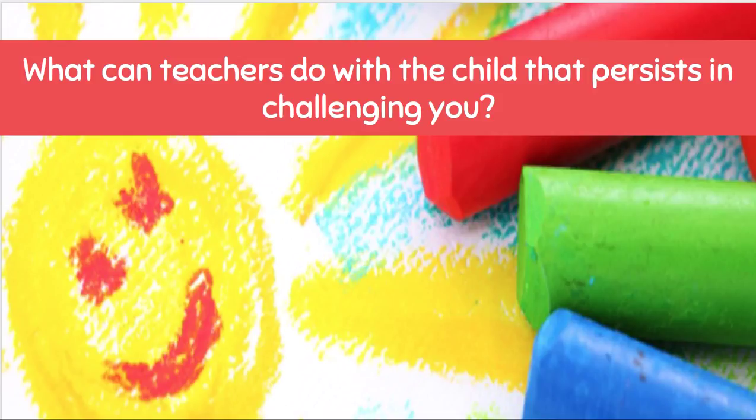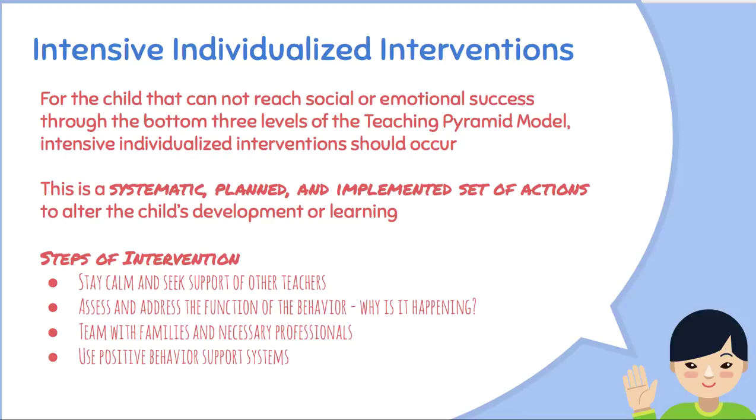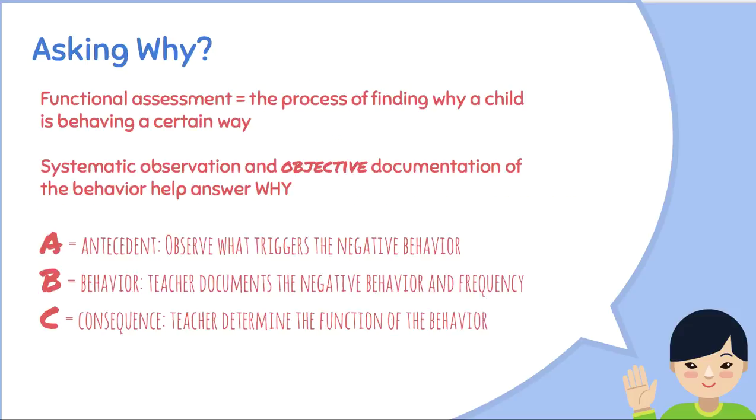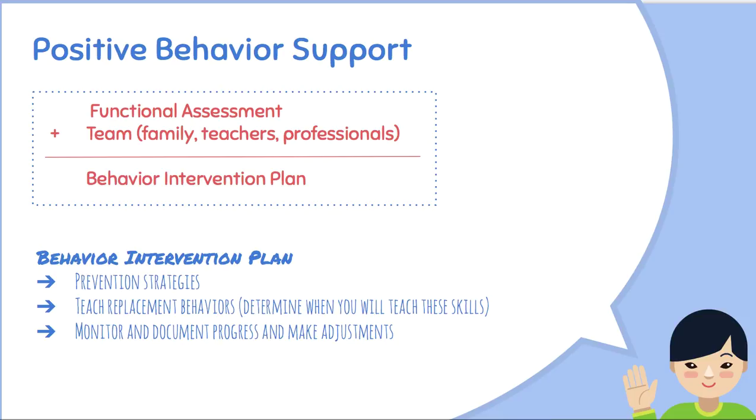What can teachers do with that 1 or 2 children who persist in challenging you, that you can't help with the overall adaptations you've made for everyone else? They will need an intensive individualized intervention, and this talks you through the steps. And then it tells you how you can move forward. We call this the ABC procedure. It looks at A, antecedent, B, behavior, and C, consequence. So read through those. And then we talk about how we can give positive behavior support.